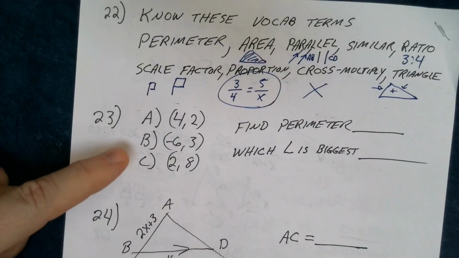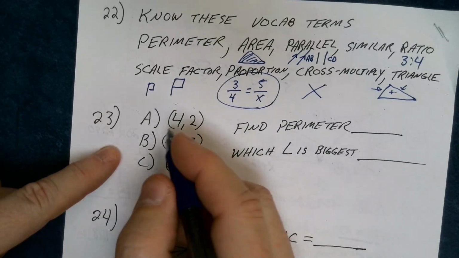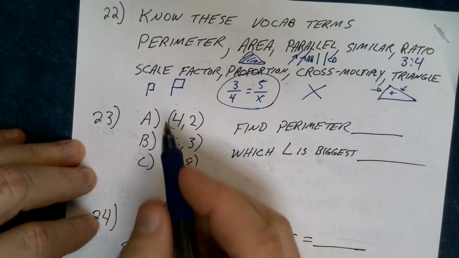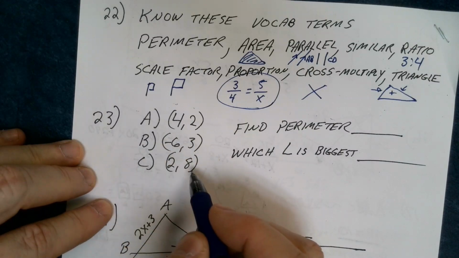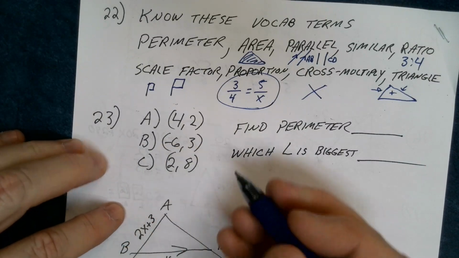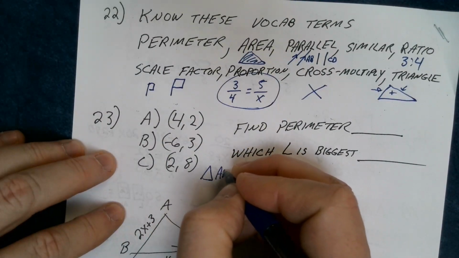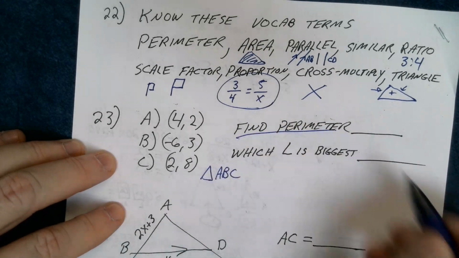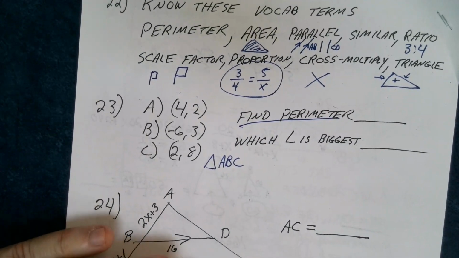Then we go to here, 23. We have this at the very beginning of the class. It says, I've given 3 points A, B, and C. They are all non-collinear, which means it will form a triangle ABC. And I've asked you to be able to find the perimeter. We did this on one of our quizzes.